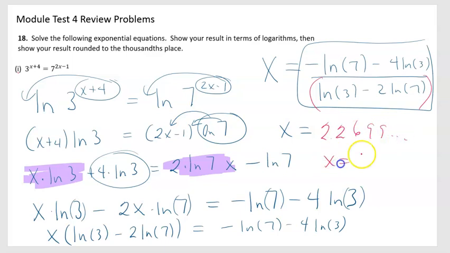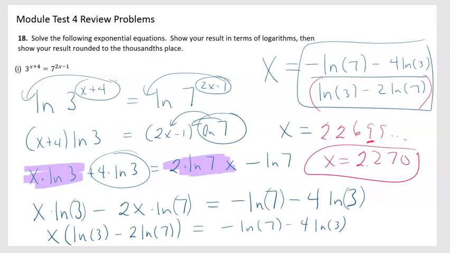Remember, we're trying to round to the thousandths place. So that's not the thousandths place. That's the thousandths place, right? So that's going to go up to a 10 to make that a 7. So 2.270 is the thousandths place.